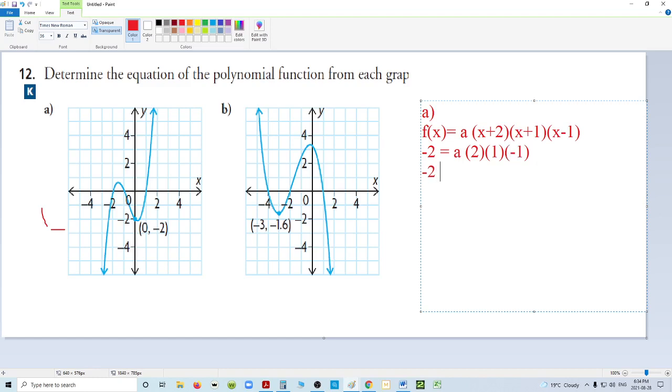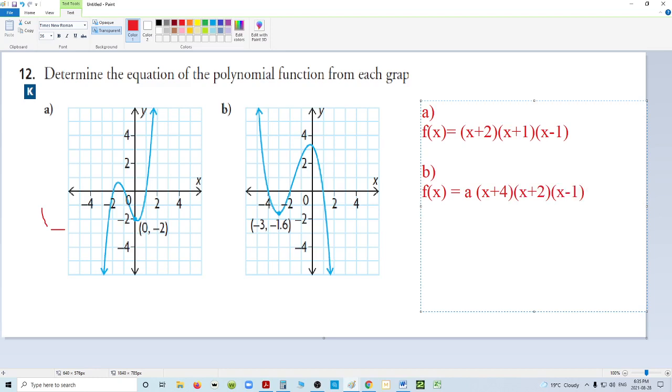So I can see minus 2 is going to be equal to minus 2a, so a is going to be equal to positive 1. So that's going to be it for that graph. The other one, I can see that my a is going to be reversed, and I can see for b, my f of x is equal to a times x plus 4, and all I'm doing is doing the x-intercepts in order, and there's no bounces back or anything, so they're each unique.